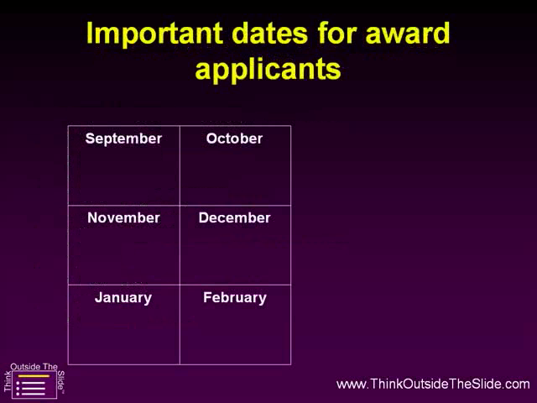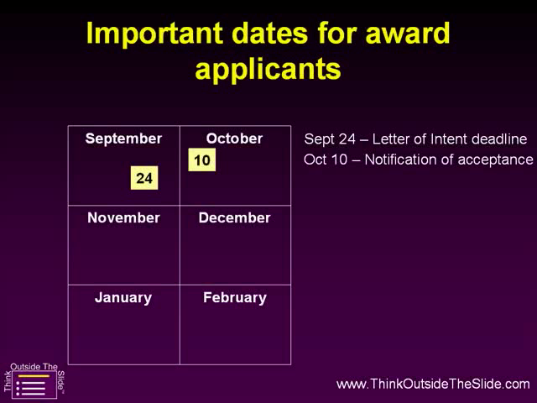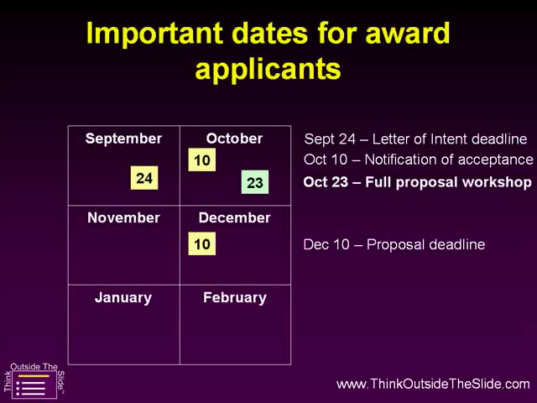These are the important dates for the applicants for the award. September 24th is the deadline for you to get your letter of intent in, so we know you want to participate. We will notify the selected applicants on the 10th of October. The 23rd of October is a very important date because that is when we have the full proposal workshop. This is where we teach you how to create the full proposals in the format that we want them in. December 10th is when you have to have that full proposal in, the deadline.